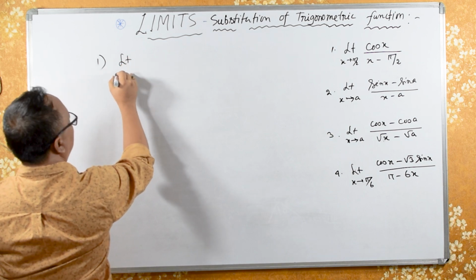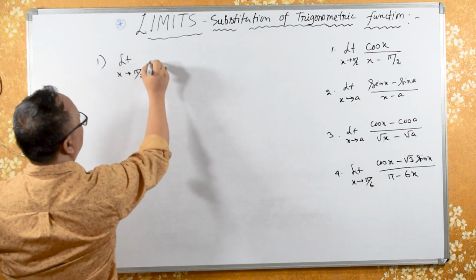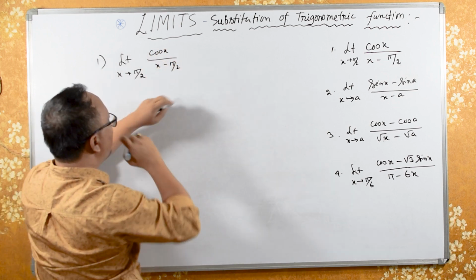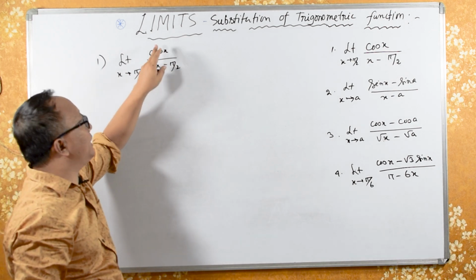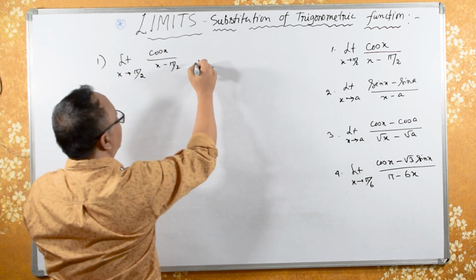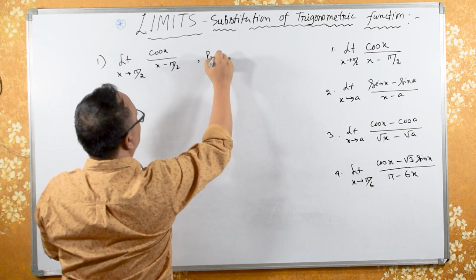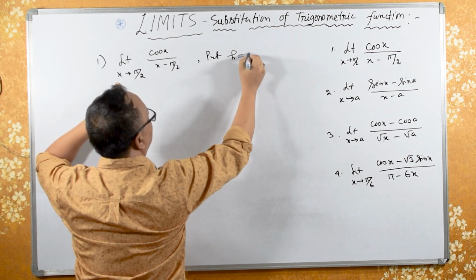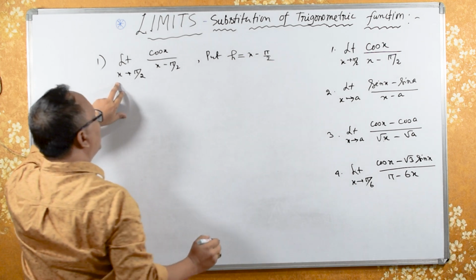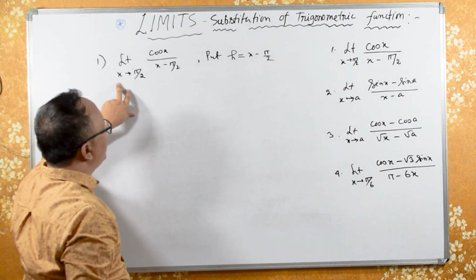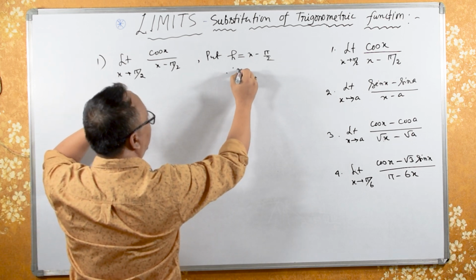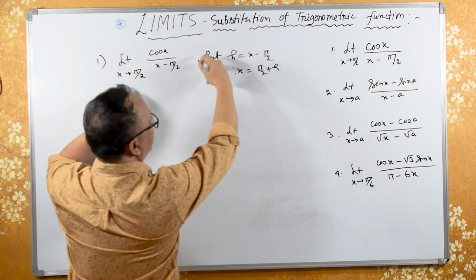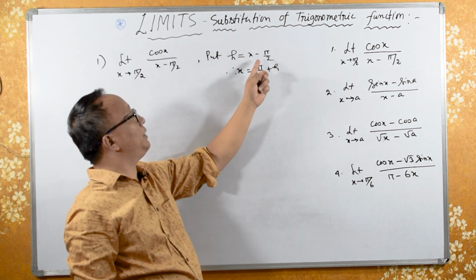Limit of x tends to pi by 2 of cos x upon x minus pi by 2. Now we want to change all variable x into some variable h. Let's put h equals x minus pi by 2. Then what is x? From here, x will be pi by 2 plus h.